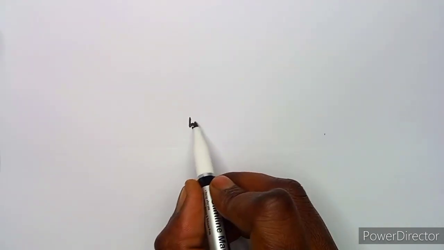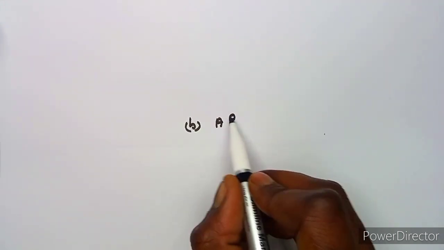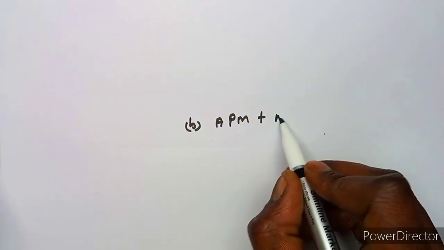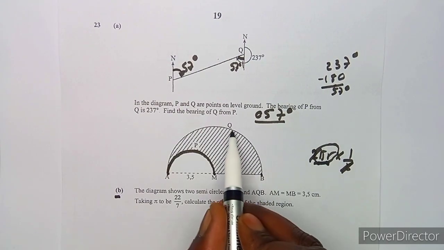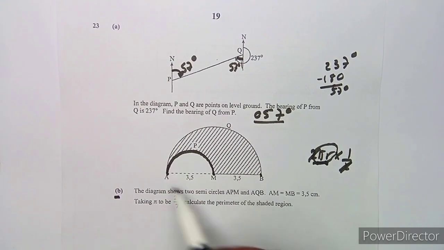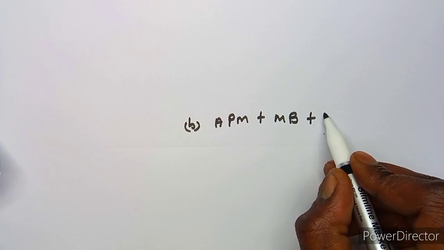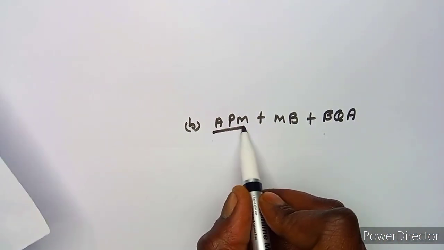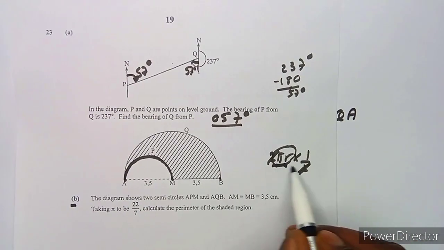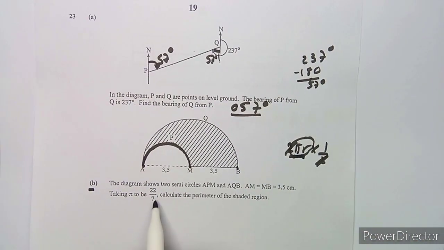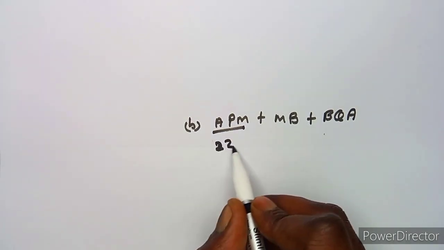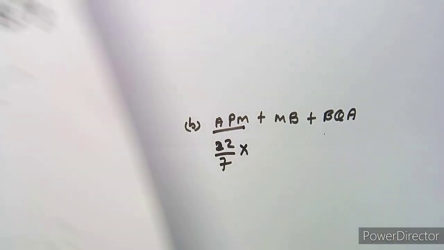We need to calculate the length of APM plus MB, that is where it is shaded, plus from B to Q to A, which is the larger semicircle BQA. But we said this is a semicircle, and the length of a semicircle is given by pi r. Pi is given as 22 over 7 times the radius.